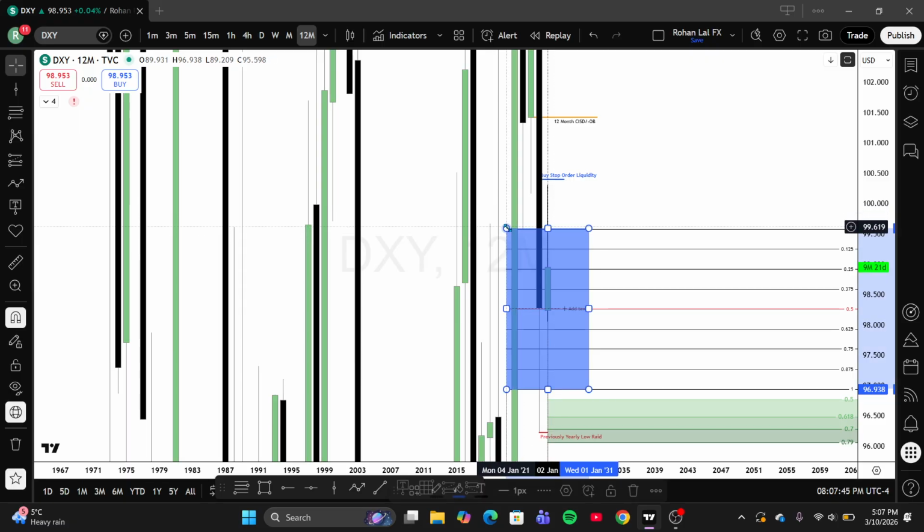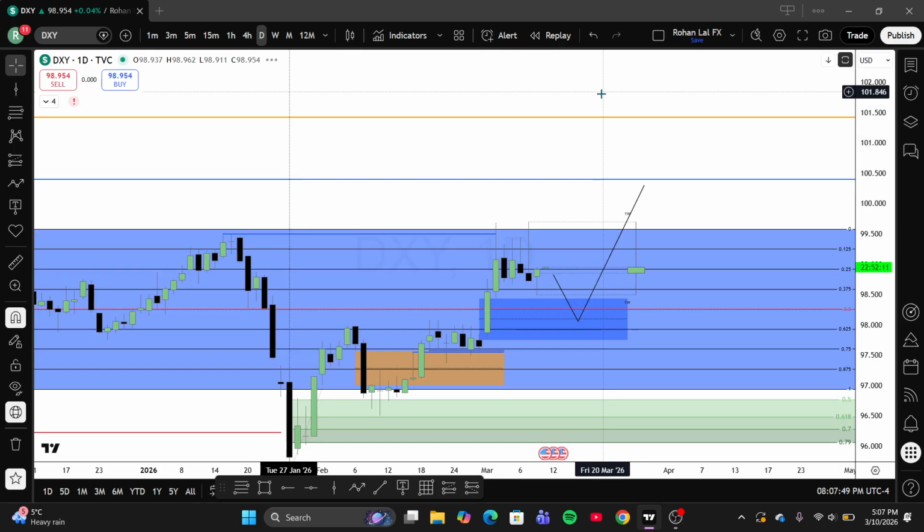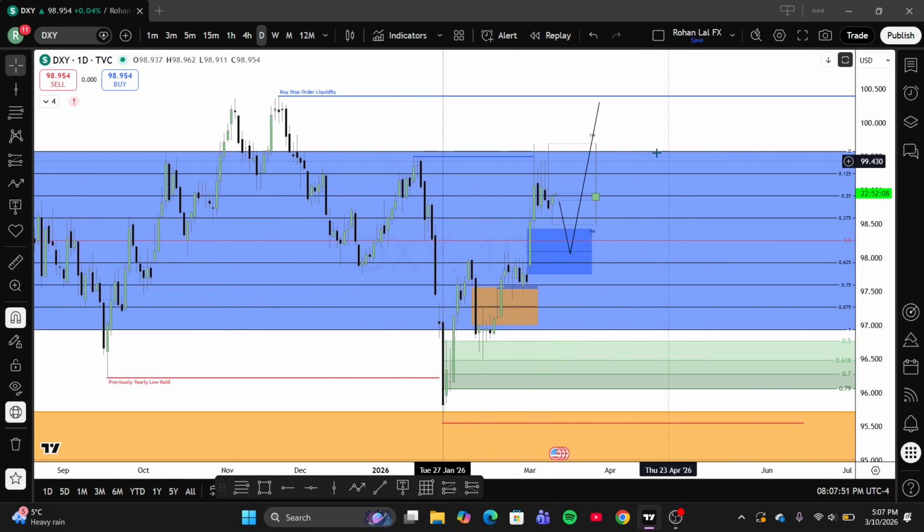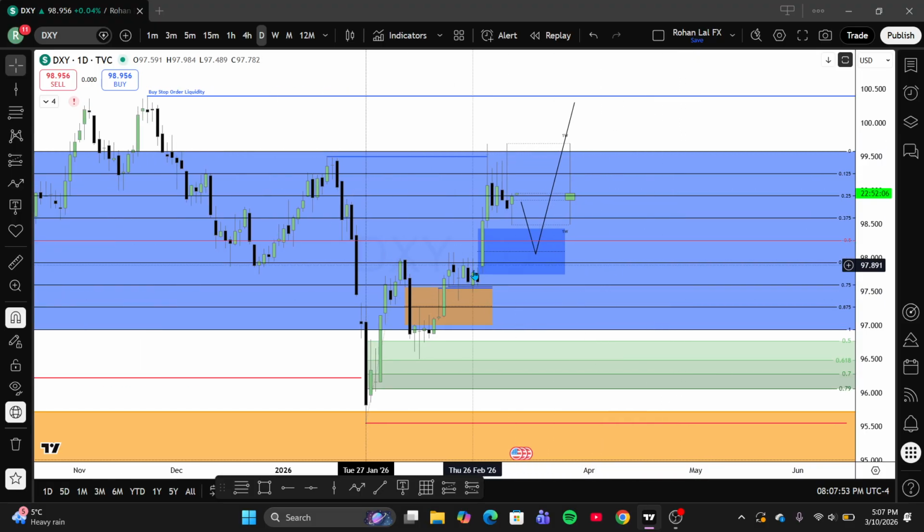Just making sure I have the annotations plotted correctly, because I like my annotations to be as exact as possible. We can see here on the dollar index, we've displaced through equilibrium, or the consequent encroachment of that yearly BISI. And we're seeing price now consolidate in this range. We've taken the buy side above the high and we've taken the sell side below the swing low down here. So now buy stops have been raided and sell stops have been raided, right?